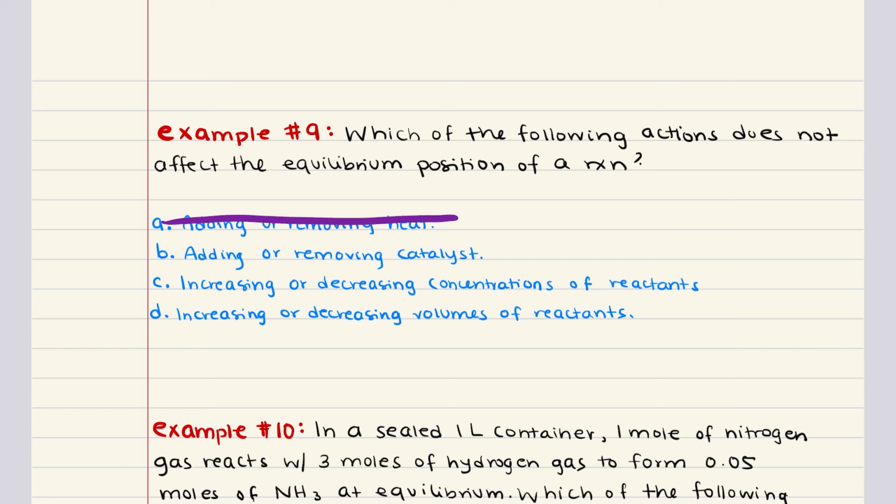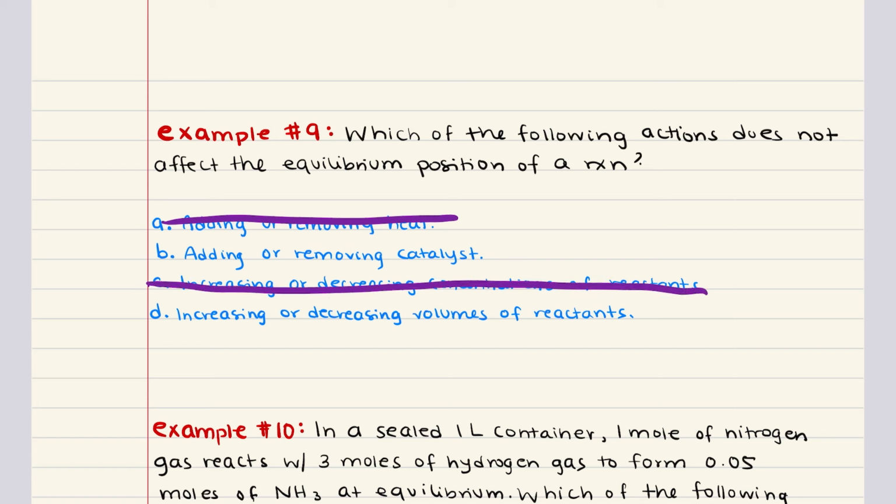Now C says increasing or decreasing concentrations of reactants. Increasing reactant concentrations would shift the equilibrium in the direction of the product. And the opposite would occur if reactant concentrations were decreased. And we can say the same thing about products as well. In short, changing the concentration of reactants or products will shift the equilibrium to oppose the change. So C is not our answer either.